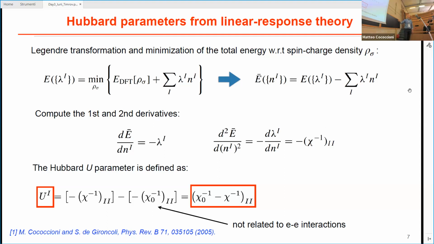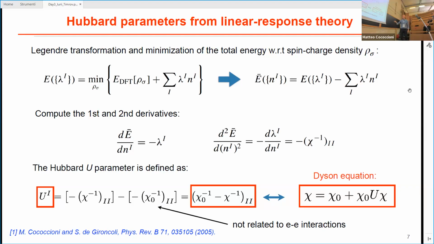So let me rewrite this expression in a different form. This is a Dyson equation. Maybe this will be easier for you to understand and justify why there is chi naught here. Because those of you who work with spectroscopies to compute absorption spectra or electron energy loss spectra, you are familiar with the Dyson equation. There, instead of U, you have the exchange-correlation kernel, but in our case we have the Hubbard U here, which is the strength of electron-electron interactions. Okay, so this is the definition of Hubbard U.